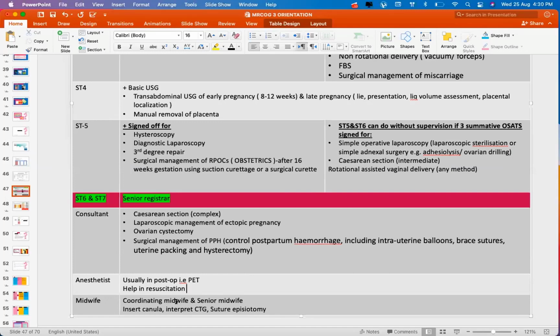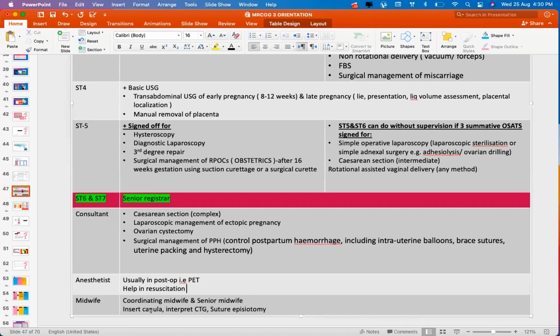You have to tell everything to the midwife. Do this in this room, you have to do this. In this room, you have to do this. This is the job of the coordinating midwife to give the task to the junior midwife. And the senior midwife can be there with the coordinating midwife to help. There would be a student midwife who can just pass the cannula and do bloods.